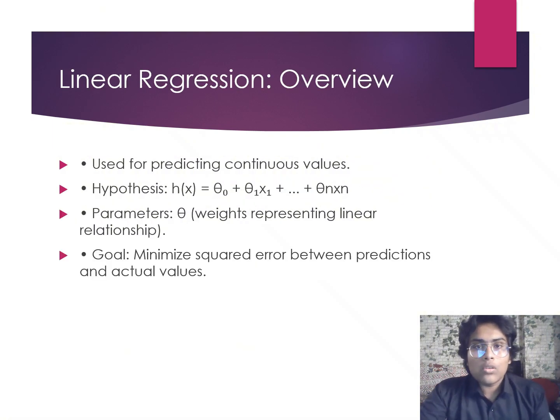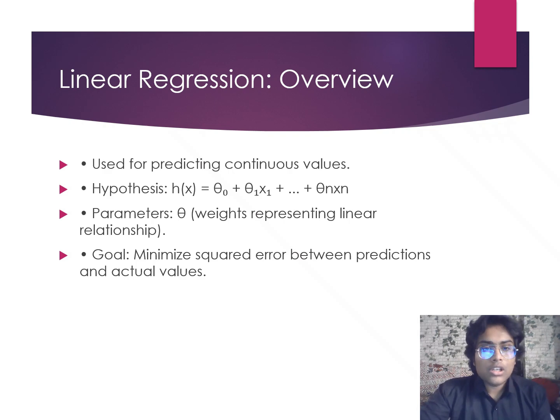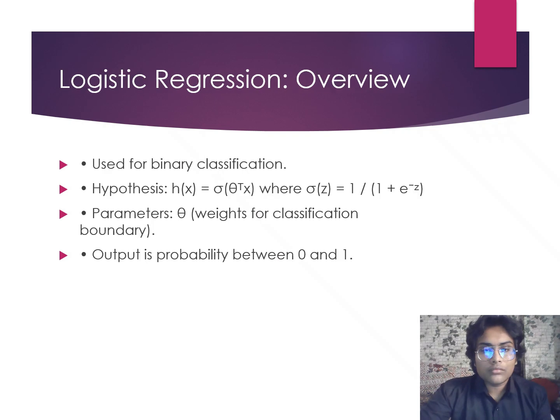So here is a quick overview of linear regression. Linear regression is used for predicting continuous values. Hypothesis: h(x) is equal to theta 0 plus theta 1 times x1 plus, and this is done n times. Parameters: theta, weights representing the linear relationship. Goal: minimize the squared error between predictions and actual values.